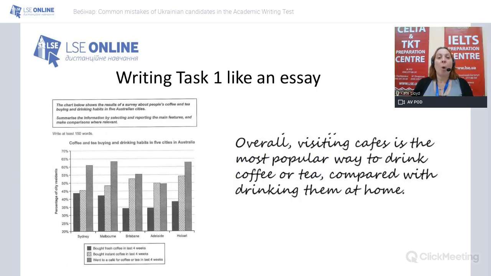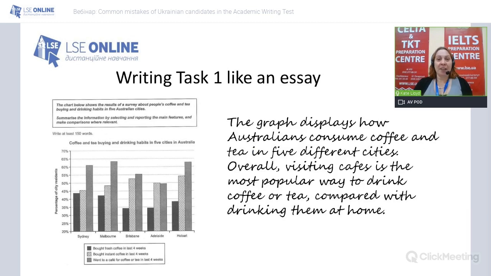The second part we call the overview. This is like the overall main thing that we can see in the graph without any data, with no details, just overall. So overall, visiting cafes, which is the grey one, the big one here. Overall, visiting cafes is the most popular way to drink coffee or tea compared with drinking them at home. If we put it together, you can see both parts, our introductory sentence and our overview.